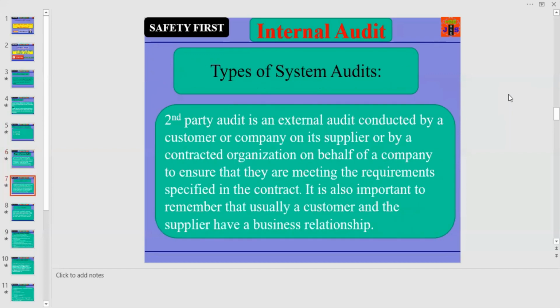What is second party audit? Second party audit is an external audit conducted by a customer or company on its supplier, or by a contracted organization on behalf of a company, to ensure that they are meeting the requirements specified in the contract. It is also important to remember that usually a company or a customer and the supplier have a business relationship.